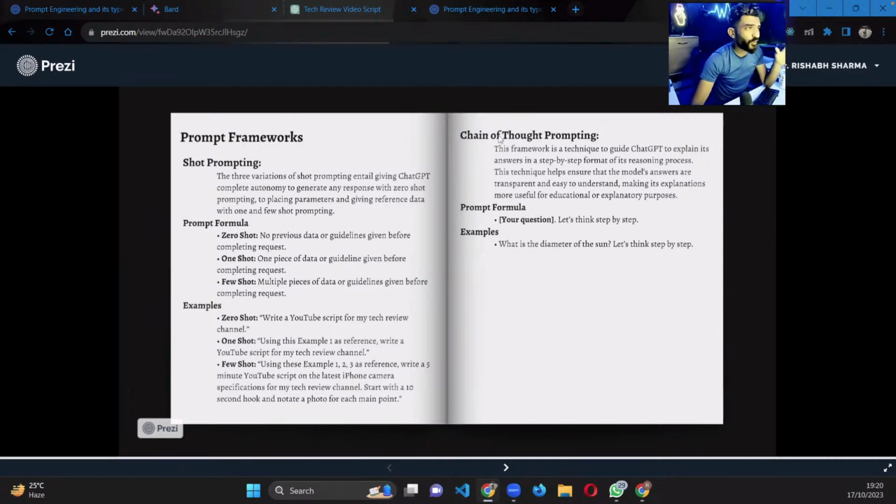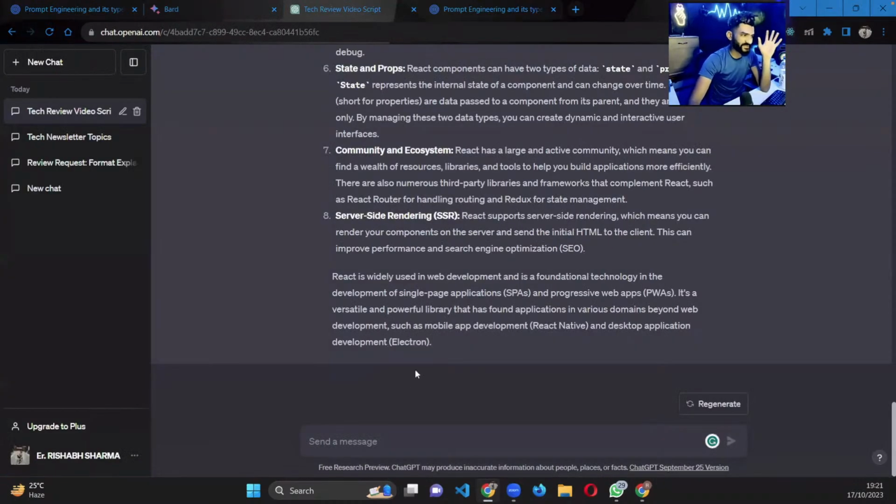So, chain of thought prompting. Now, what is chain of thought prompting? It is nothing but, if I want the model to think step by step in a particular direction, then I would be using chain of thought prompting. Since we have an example here, what is the diameter of the sun? Let us write this without chain of thought prompting.